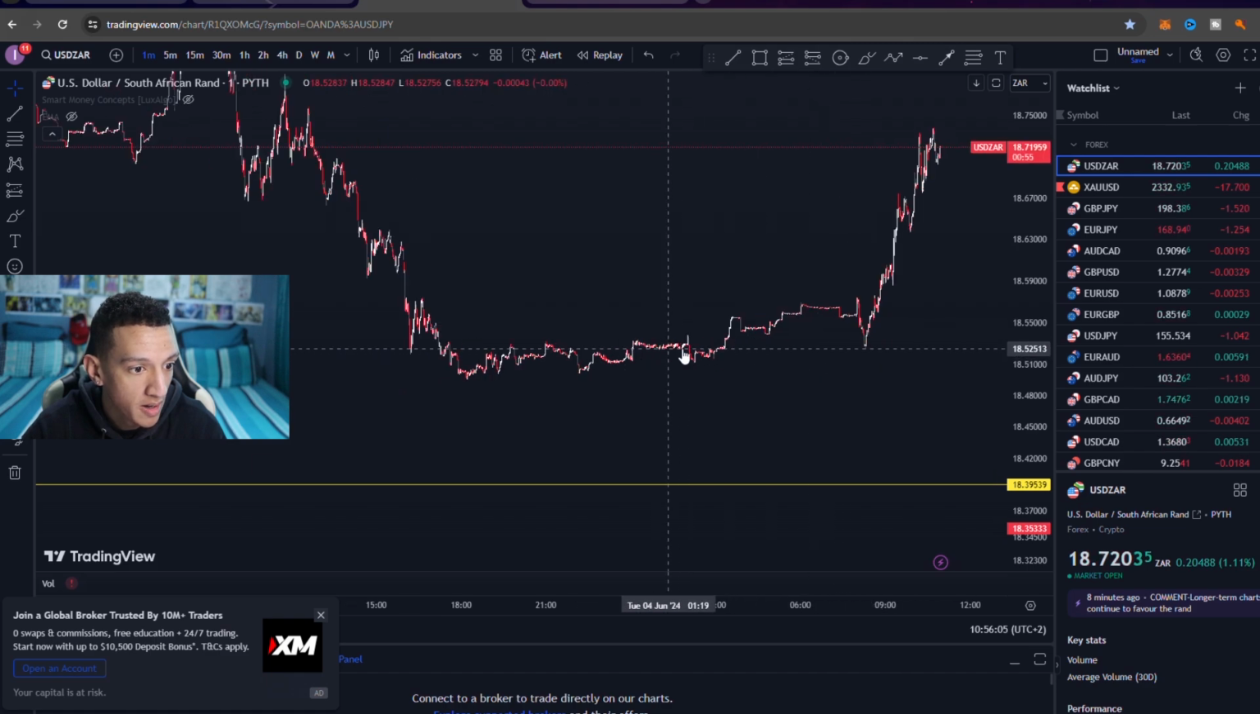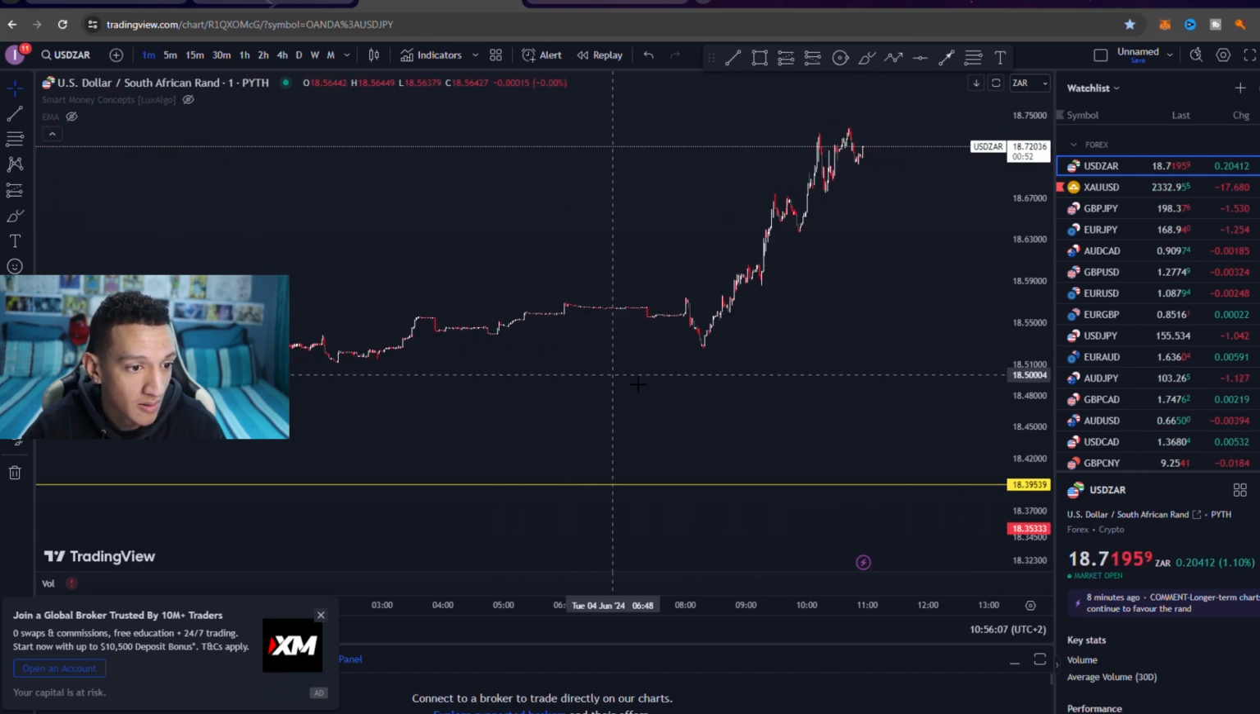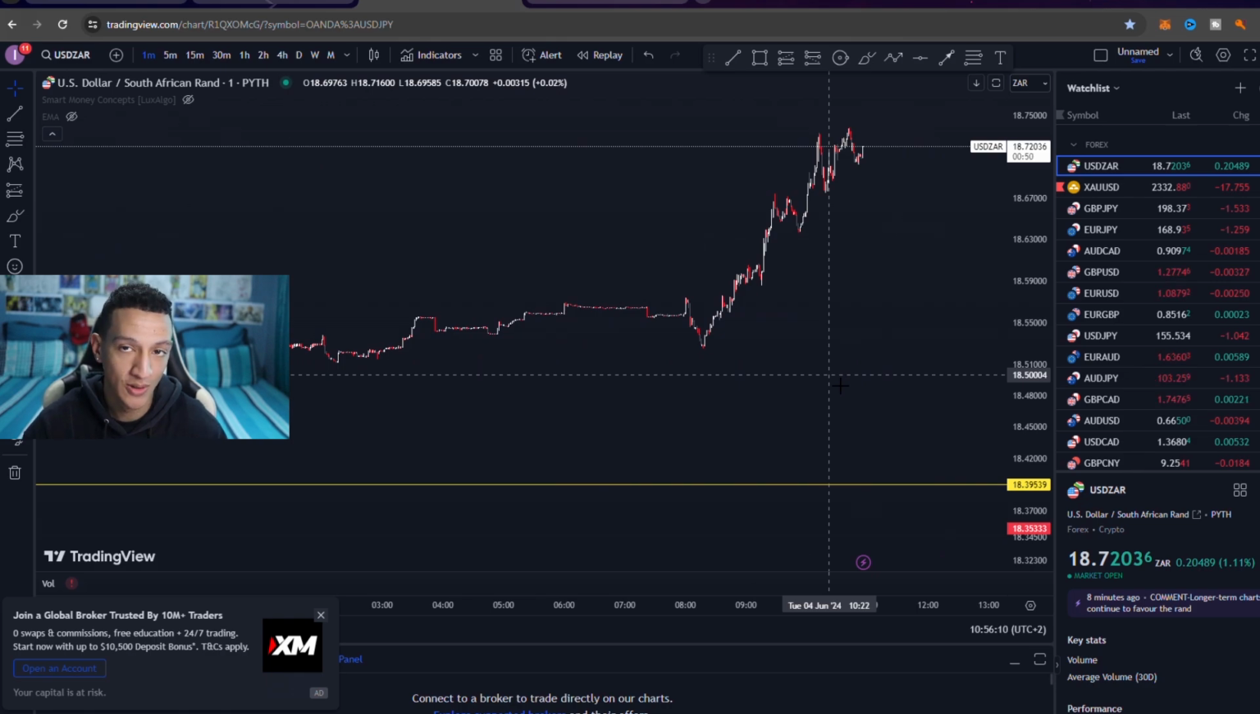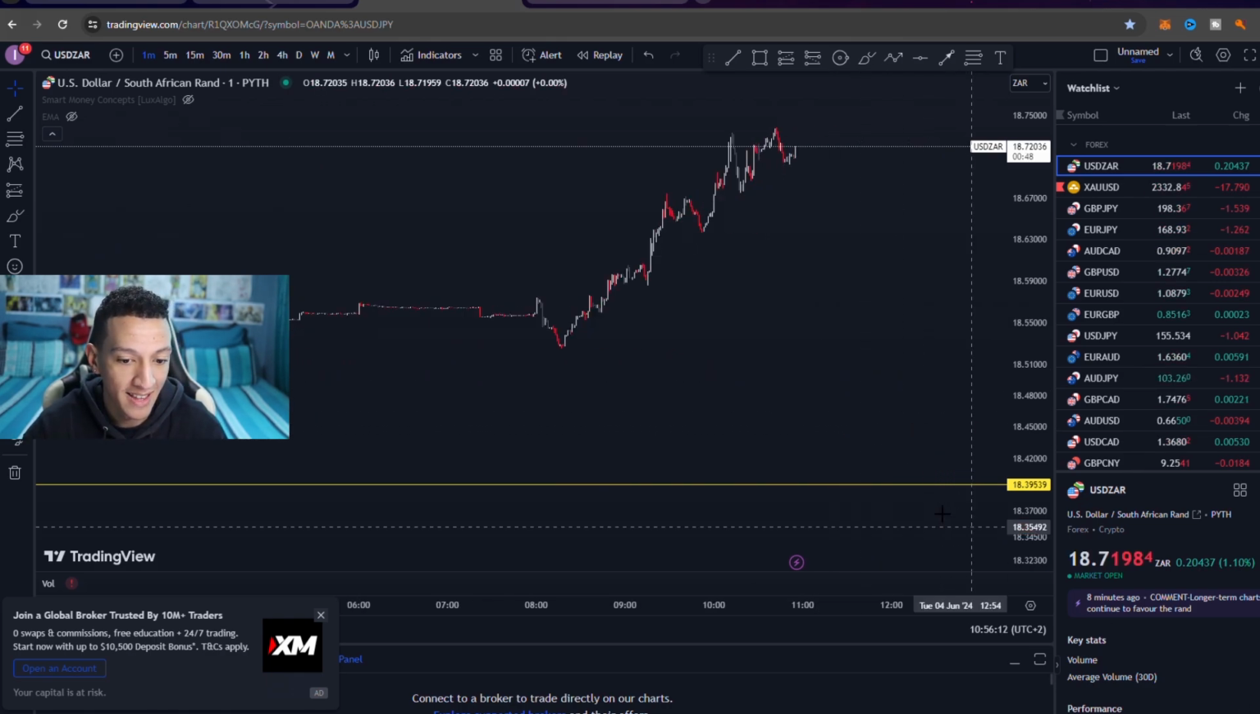We have a weird pattern movement, as you can see with the ZAR. Like I said, we don't trade the ZAR because of this reason, and the time is like in the morning.